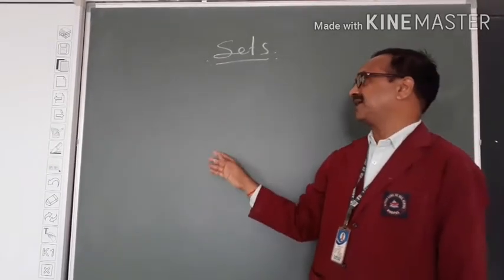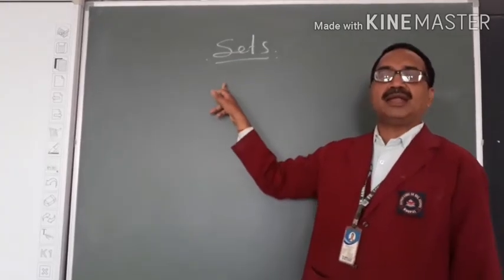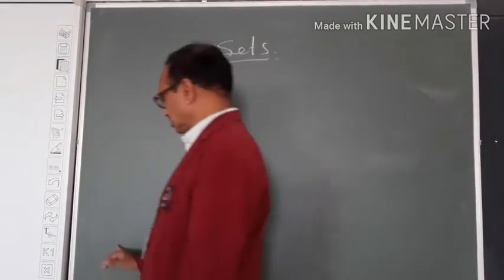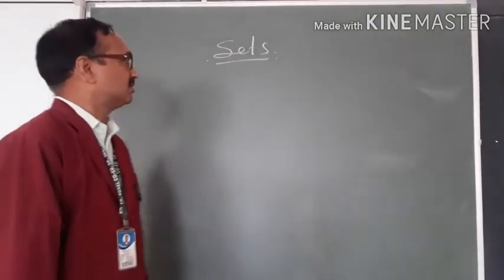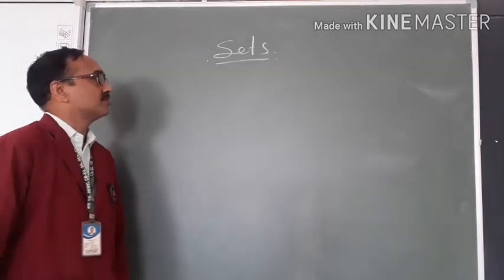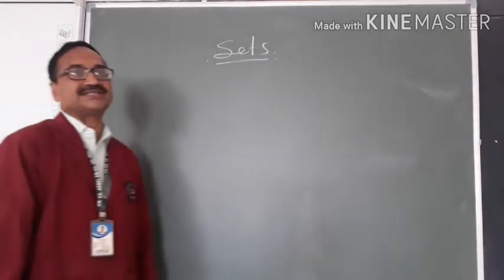In mathematics this is the first chapter. In applied mathematics this is chapter number 5. So this is the common chapter between mathematics and applied mathematics. So first we start with what are sets.